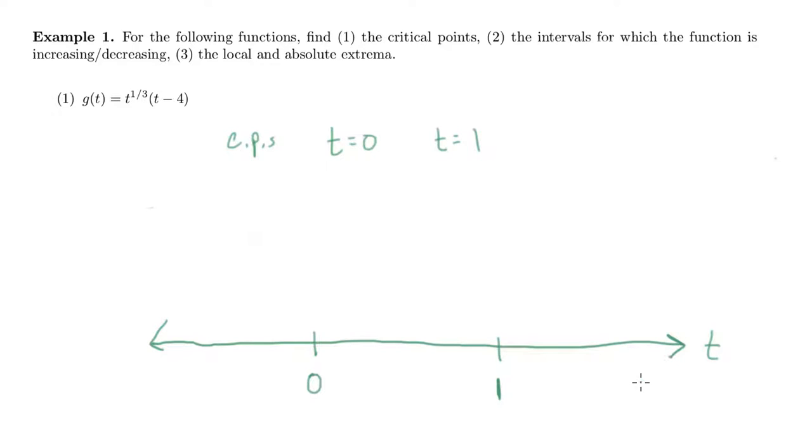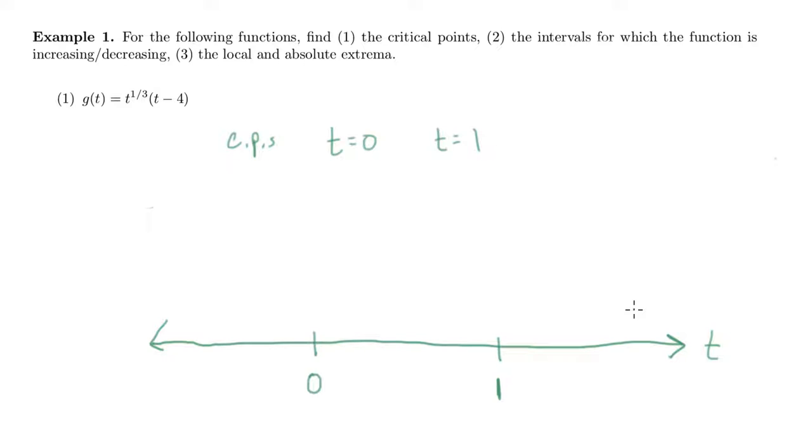So what do I do? Now, because I only have two critical points, t equals 0 and t equals 1, I know that on this entire interval, from negative infinity to 0, the derivative can't change sign. It has to be either positive or negative over this entire interval, and over this entire interval, and finally over this entire interval from 1 to infinity.